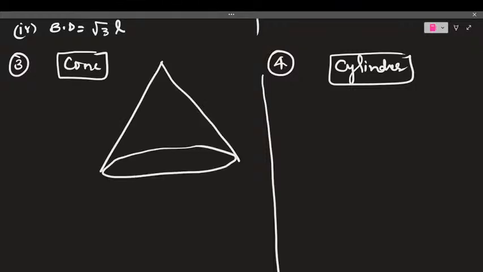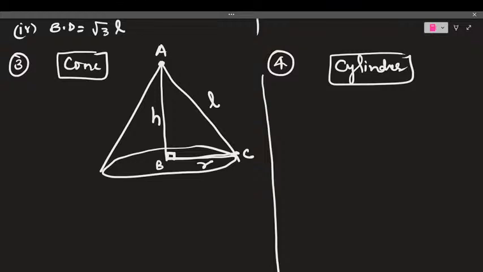A cone has this type of geometry. It's obtained by revolving a surface. There is an apex here, a base here, and this is called the base radius. This is the height and this is the length, which we call the slant height. And there is a right angle triangle over here.